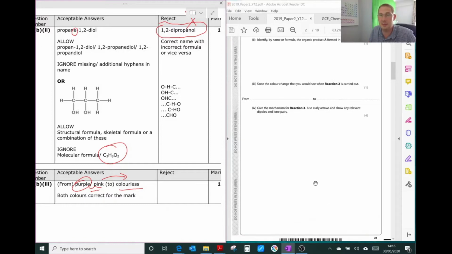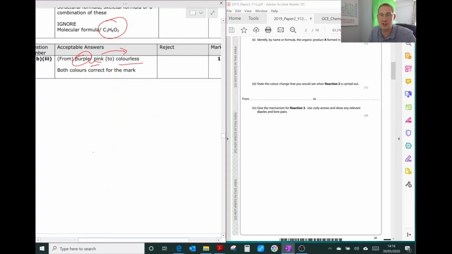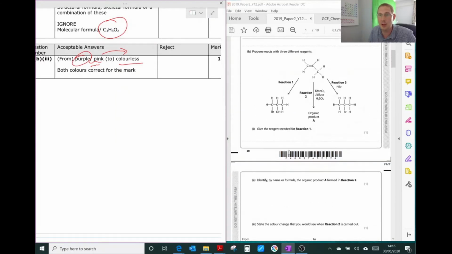Give the mechanism for reaction 3, use curly arrows and show any relevant dipoles and lone pairs.